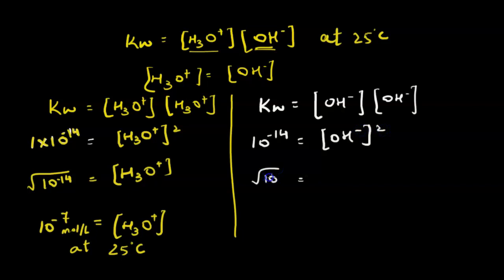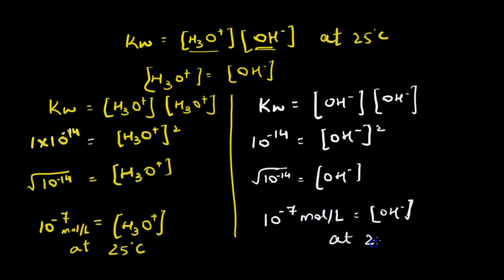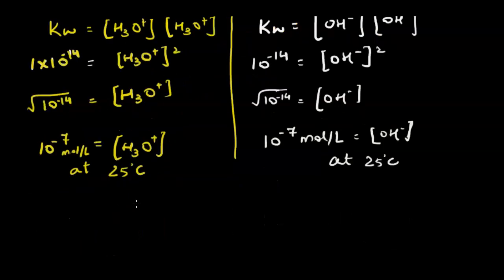When we take the square root of 10 to the power negative 14, we get the OH negative ion concentration, and that is again 10 to the power negative 7 moles per liter. This is at 25 degrees Celsius. So from here we know that if we are given a question at a temperature of 25 degrees Celsius, and we are supposed to find one of these two concentrations, H3O positive or OH negative, and the other is not given to us, then the other is automatically 10 to the power negative 7 moles per liter. Let's do a question to understand this concept.